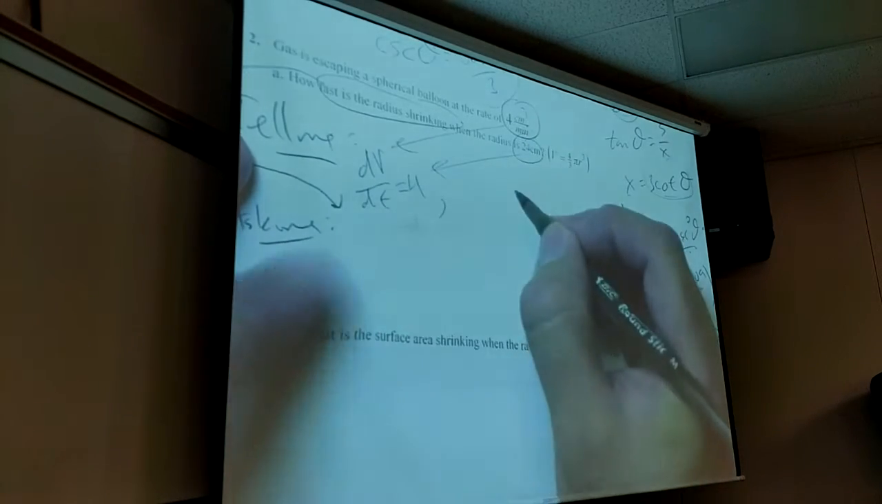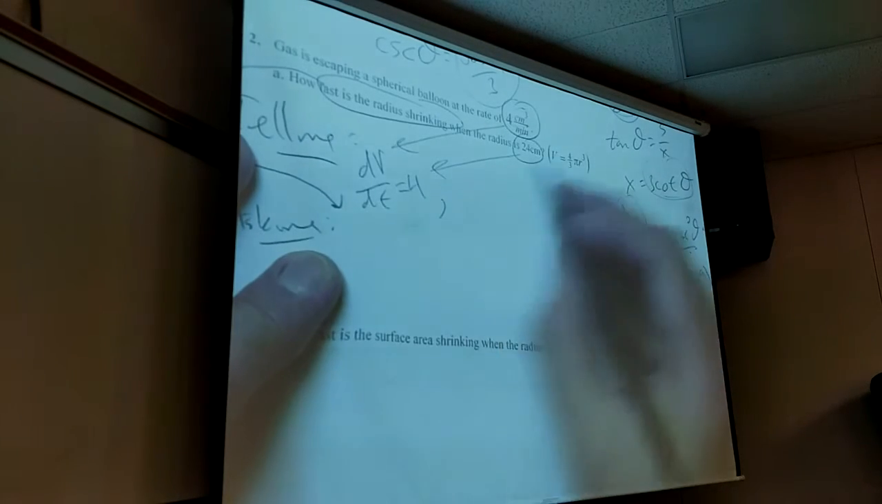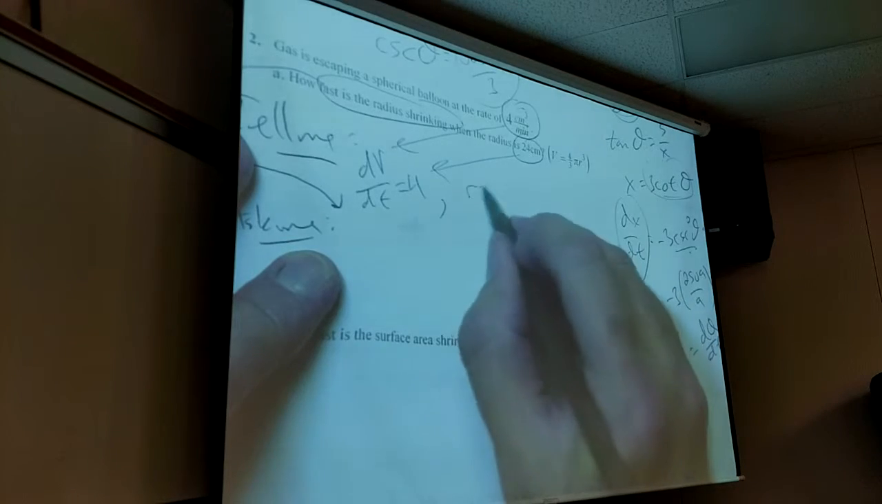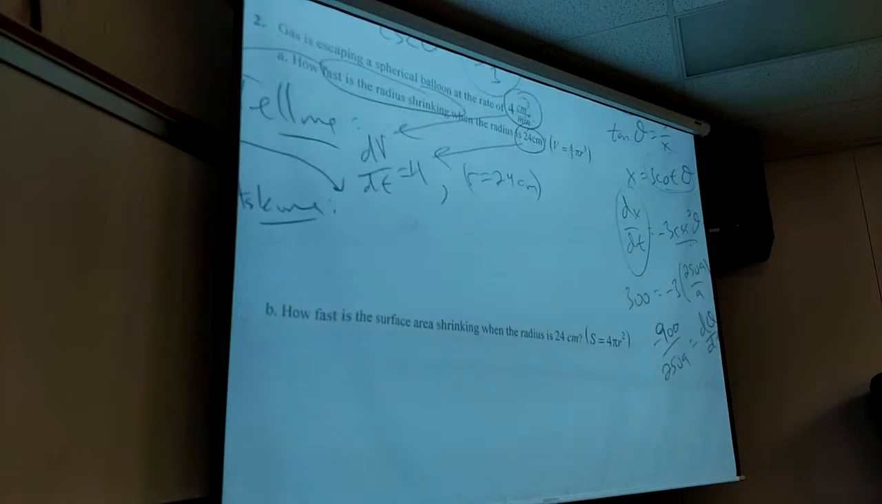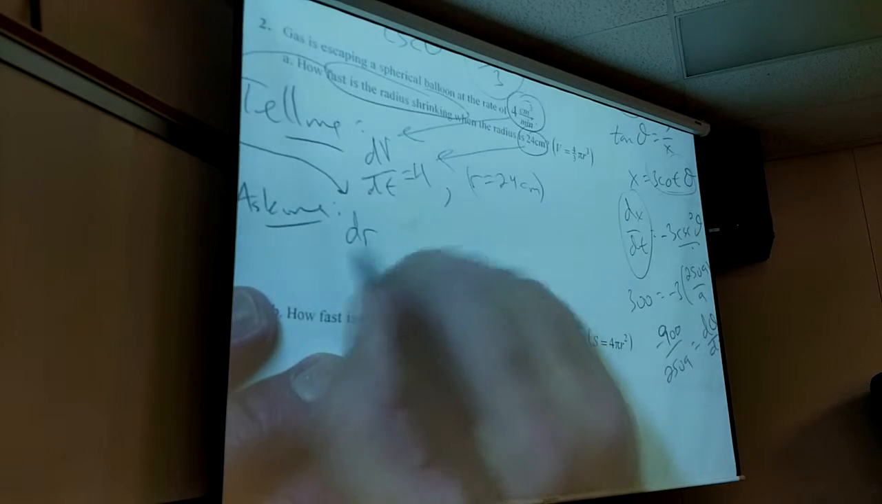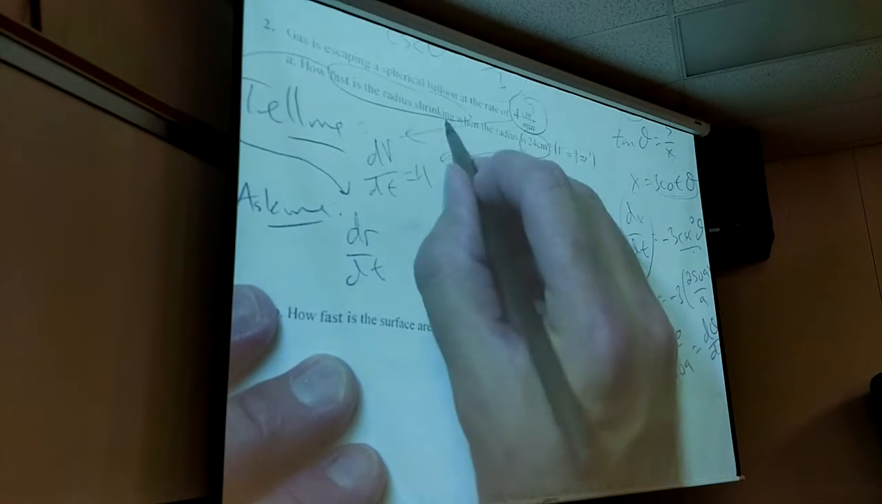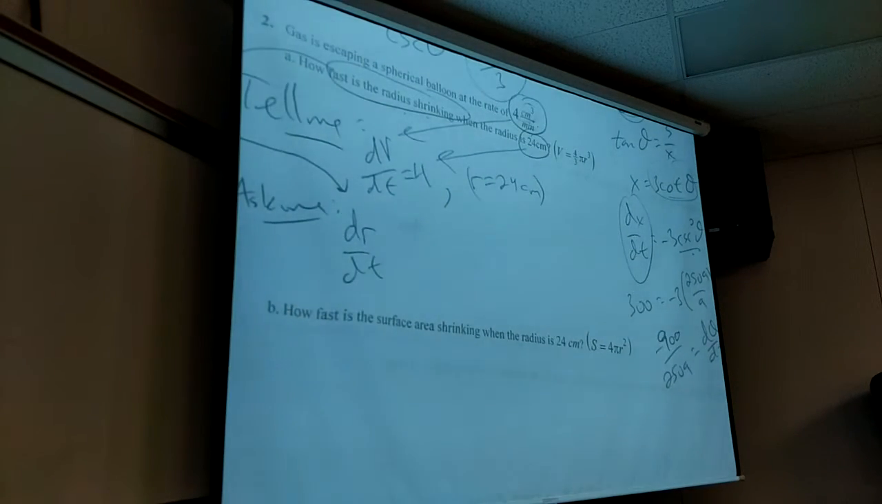And what else did they tell me? Straight up, they tell me I'm interested when the R is 24. Now be careful, that's a snapshot thing. You're not going to plug that in too early. So what do they ask me about in symbols? Radius or dr? Yeah, dr dt. They ask me how quickly the radius is shrinking. In symbols, that's dr dt. So I know my equation has to end up with a dv dt in it, and a dr dt in it, and maybe an r in it.